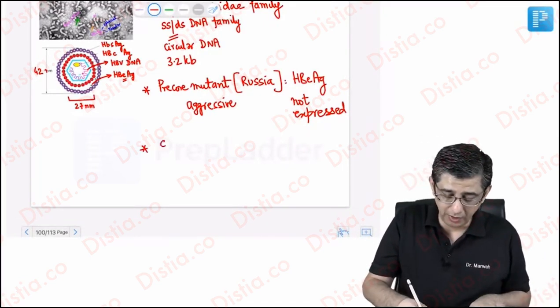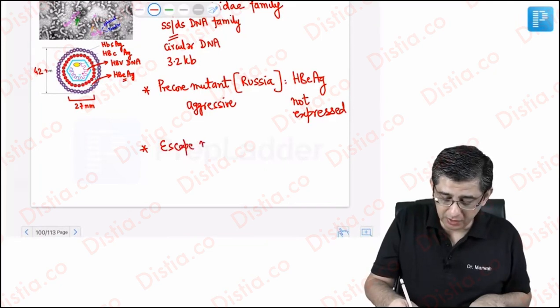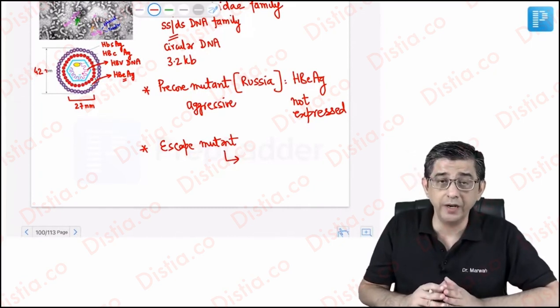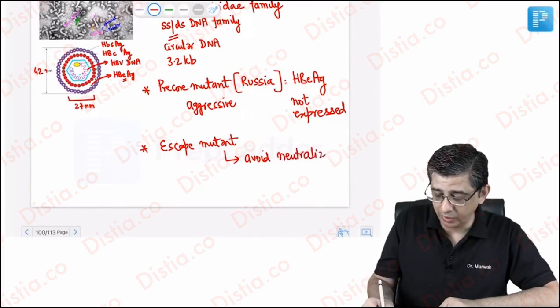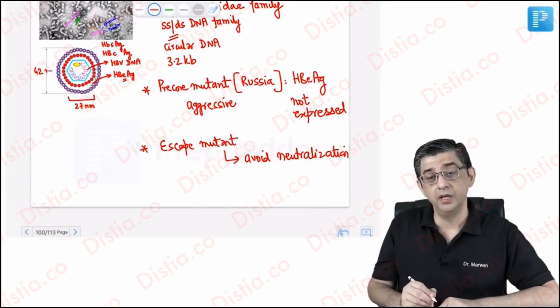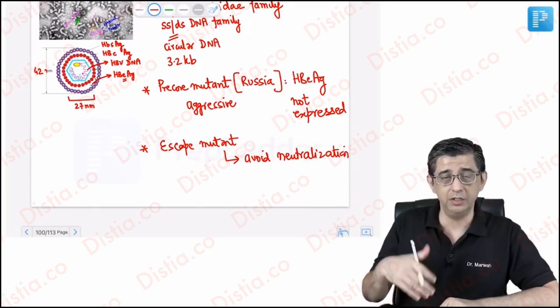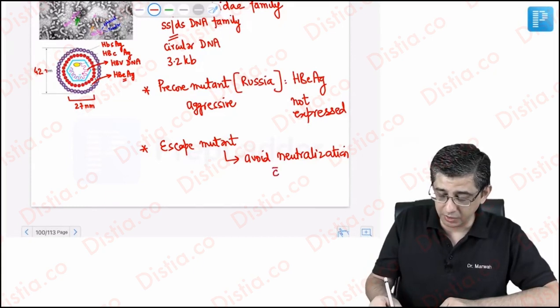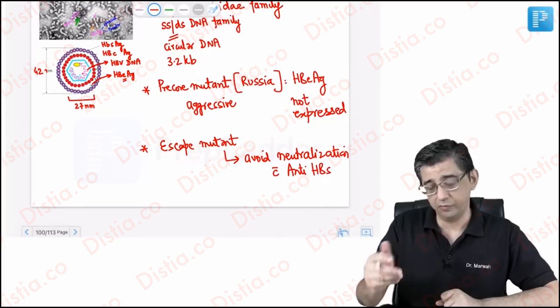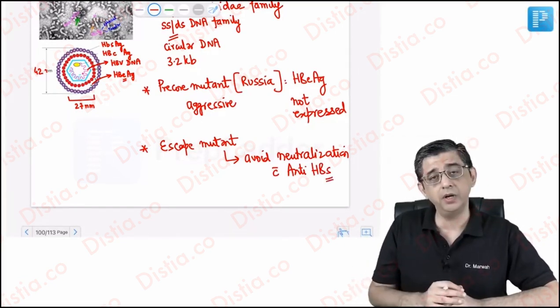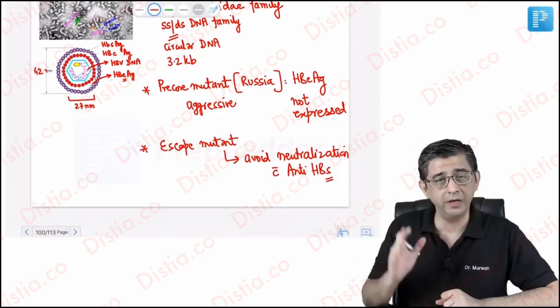Now let us compare this with the escape mutant. As the name suggests, escape mutant will be a public health problem in the community. Why? Because this can avoid the security system. We are aware that the security system means the protective antibodies, antibody against the hepatitis B surface antigen. This guy is so smart that it has evolved over time to avoid neutralization with antibody against hepatitis B. As a result, even if you vaccinate the population, the vaccination will definitely contribute to development of protective antibody. The titers of antibody are also more than 10 international units.